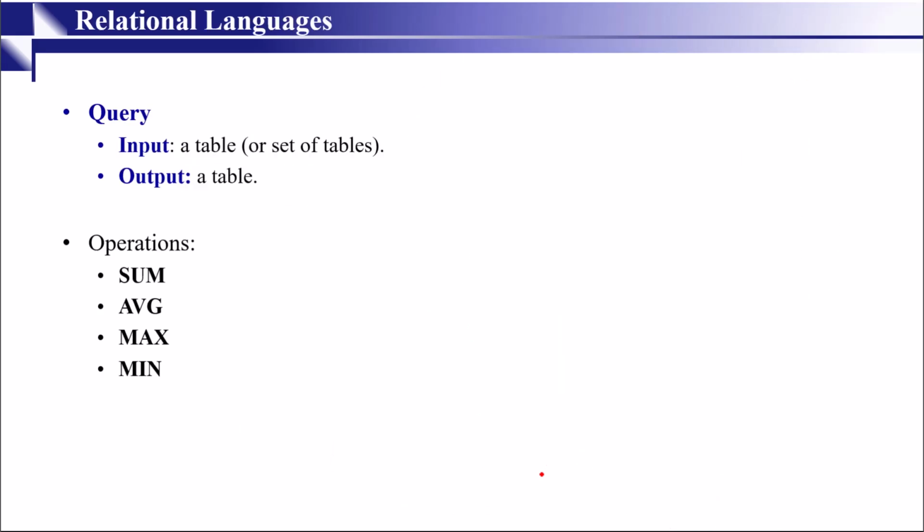Back to query language, a query takes table as input and also the output is a table. Beyond algebra, we have aggregate operations like sum that total values, average of them, max, the highest value, and min, the lowest value. These extend relational capabilities, letting us analyze data like calculating average salaries in the instructor table.